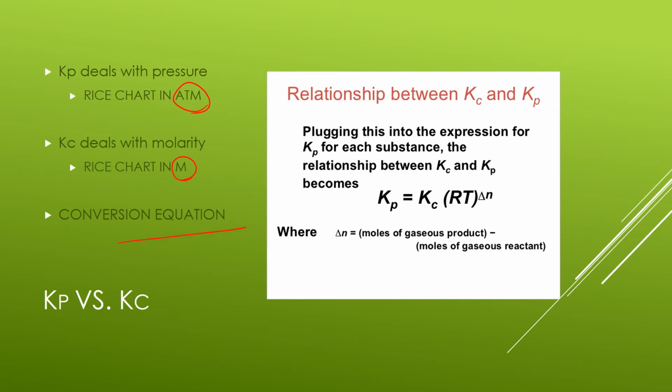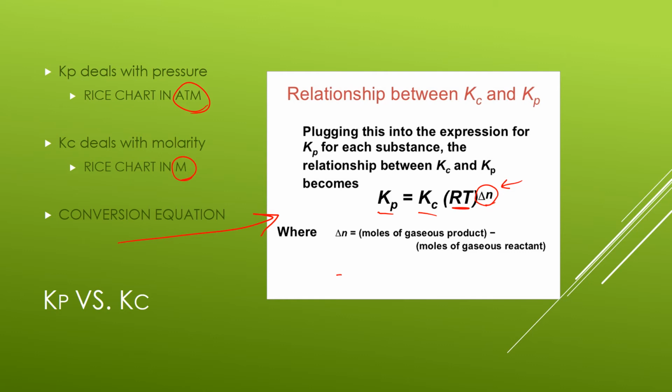This is your conversion equation. I call it the "politically correct to change the nation" equation. The reason why is Kp, politically, Kc, correct, and then RT for the correct. And then delta n for "to change the nation"; a lot of students forget this part. Delta n stands for the moles of gas on my product side minus the moles of gas on my reactant side.